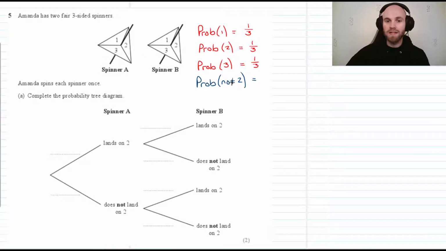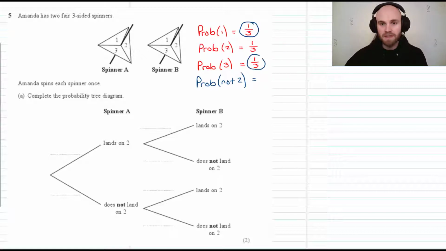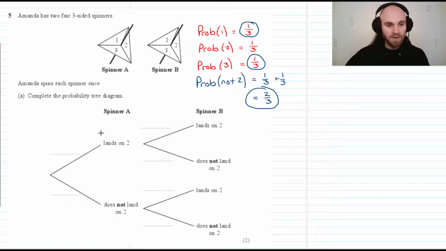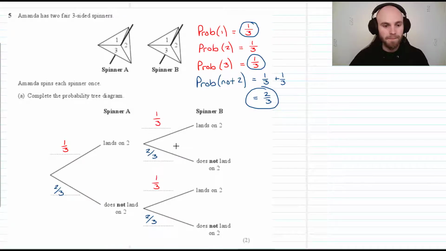So now we need to find the probability of not 2. Well, this is just going to be the probability of 1 plus the probability of 3. So it's going to be a third plus a third. And for this, we just add the 2 on the top. So it's going to be 2 thirds. And now it's nice and easy. We know that the probability that it lands on a 2 is going to be a third. The probability that it does not land on a 2 is going to be 2 thirds. So we just need to fill that in. And there we go. On to part B.